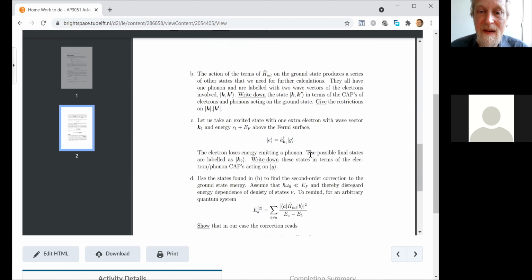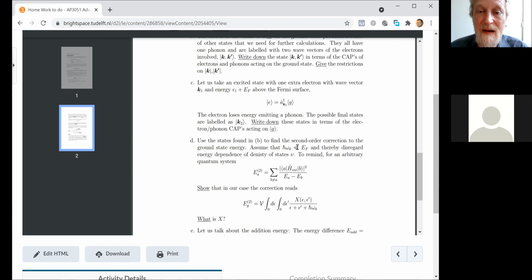Let us see them. It is already some work. Let's have an excited state. This is a state. It's an alternative to the ground state we have looked at. It's the simplest alternative: one extra electron with wave vector k1 and its energy has been created. Right. Then this mere electron, not all electrons present, but this mere electron loses energy emitting a phonon.